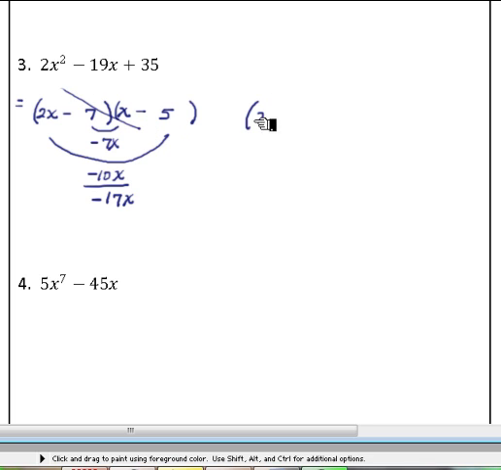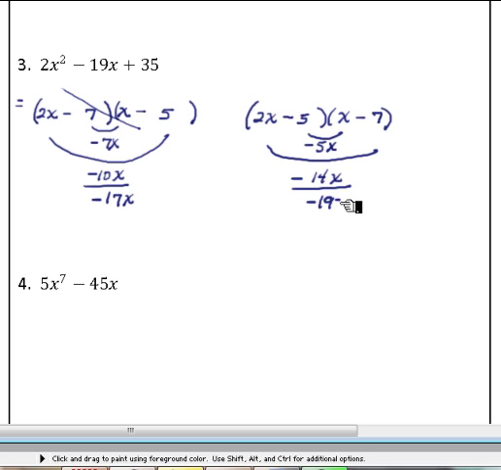So let's try putting the 5 here and the 7 here. Okay, and now let's check that middle term. Here we have a minus 5x. Here we have minus 14x. Add those and we get a minus 19x. Okay, so that's correct, minus 19x, so this is our factorization.